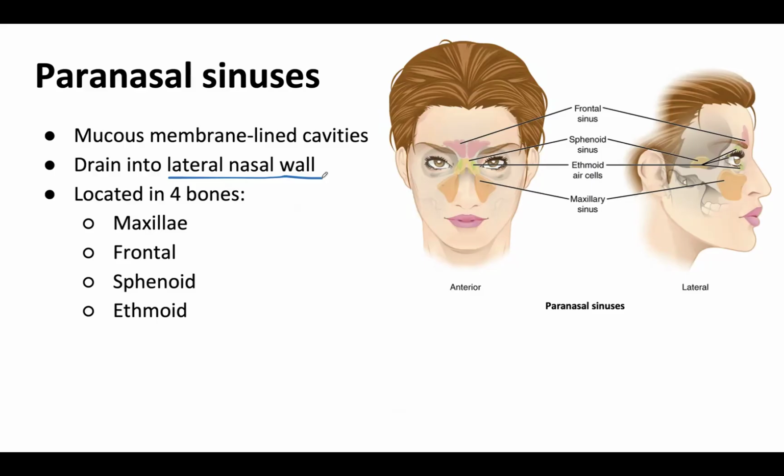There are paranasal sinuses in more than just the maxillary bones. You also have rather large sinuses in the frontal bone. There is also going to be a sphenoid sinus. And there are multiple sinuses that are small in the ethmoid bone, and these are often referred to as ethmoid air cells.